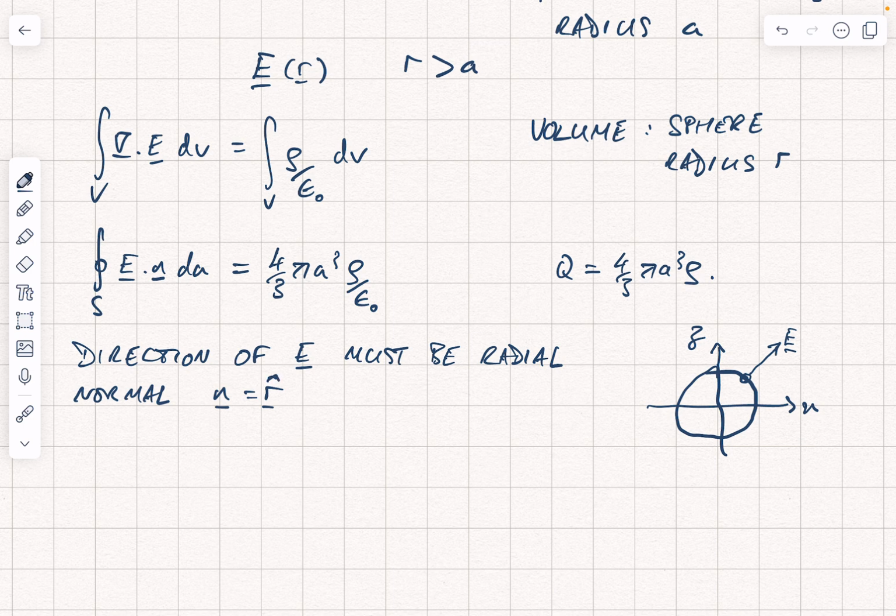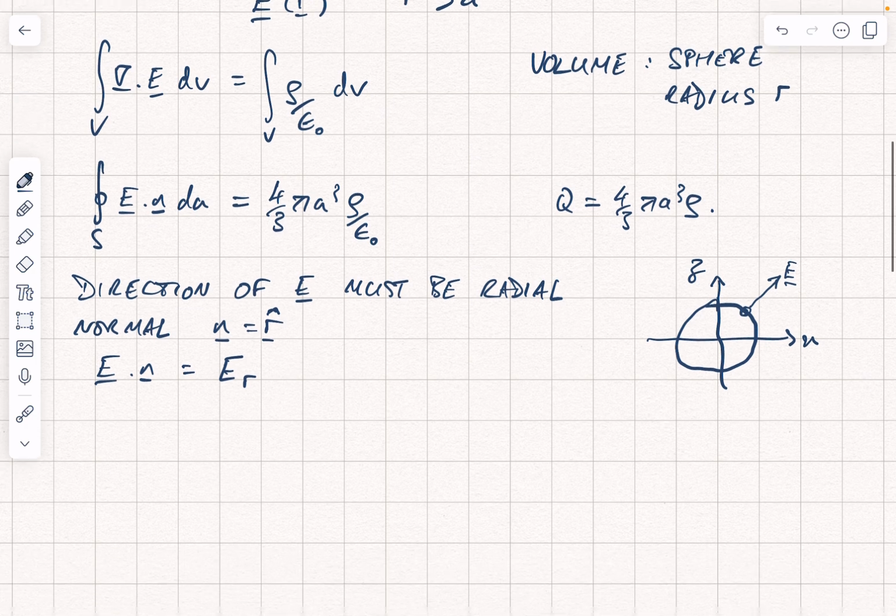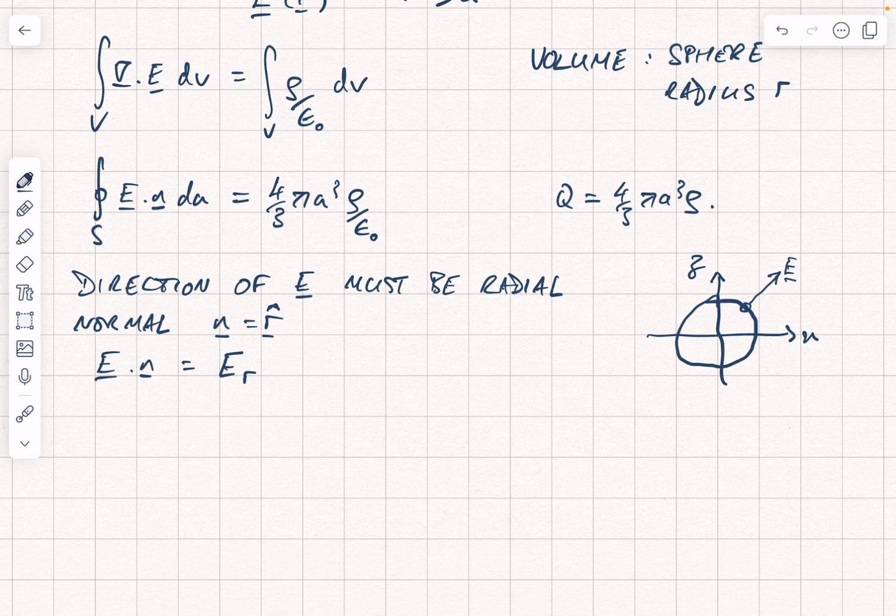So what we're going to have when we take E dotted with n is E in the r direction, and then n dot r hat is just going to equal 1. And E of r is not going to depend on the integration variables, which are going to be theta and phi, so we can take it outside the integral. Having done all of that, it may sound like this is rather trivial, but it's just a simple way of explaining the procedure you use in any more complicated case.